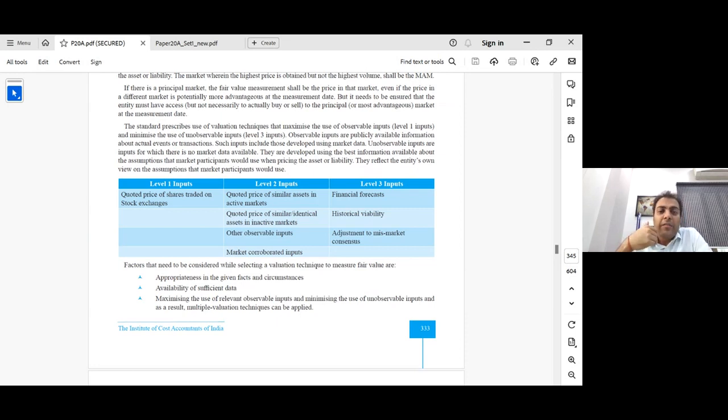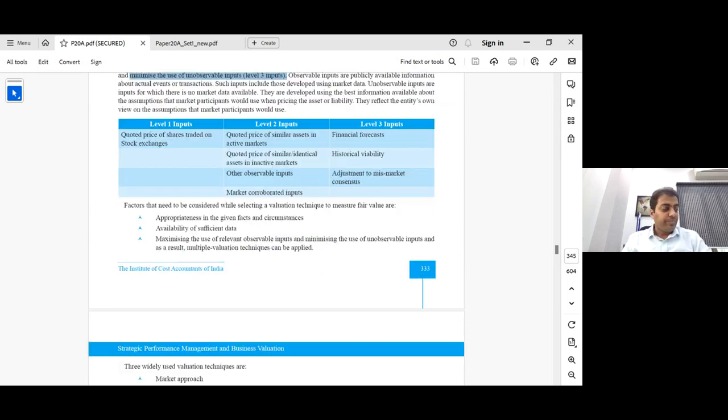Now, what is this? When we do the valuation, you need to have the inputs, right? Those inputs lead to the output, which is the final value. So what is the quality of this input, right? Is it all subjective, all considered at the whims and fancies of the valuer, or is it something which is very observable, right? So this standard prescribes to maximize the use of observable inputs, which is the level 1 input, and minimize the use of unobservable inputs, meaning subjective inputs, which is level 3 inputs. Okay.